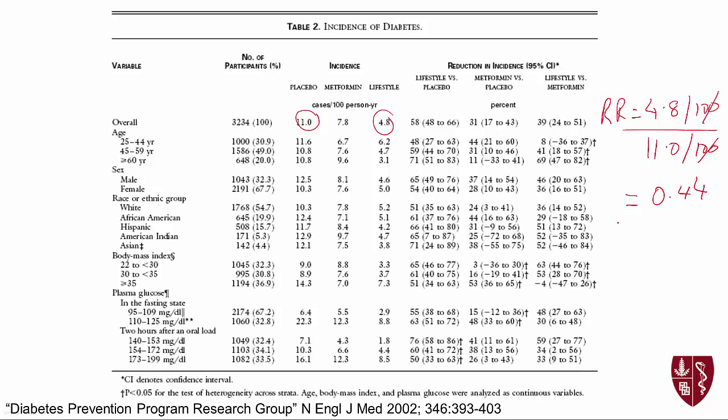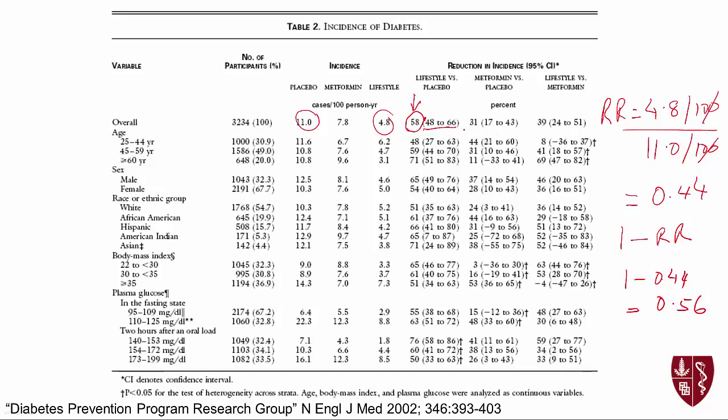So what are they reporting in this table? They're actually reporting 1 minus RR. So this is 1 minus 0.44, which works out to be 0.56. You see what they're reporting is 58%, while we have a 56% reduction in risk. Like I said, this could just be due to some other adjustments and rounding off, since they're just reporting to us 1 decimal place here. So this tells us that compared to placebo, the lifestyle intervention reduced the risk of diabetes by 58%. And they're giving you a 95% confidence interval around that effect.